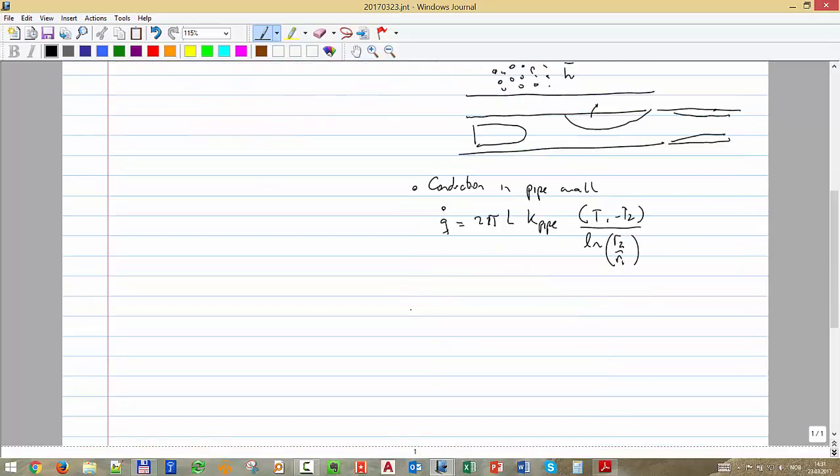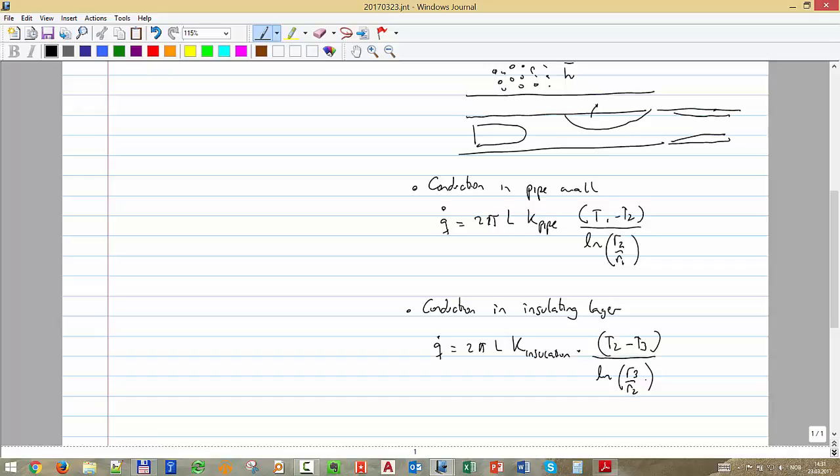Then you have again conduction in the insulating layer, and again Q equals 2 pi L, and then here K, the conductivity, has to be of the insulation, times T2 minus T3 over ln of R3 over R2.